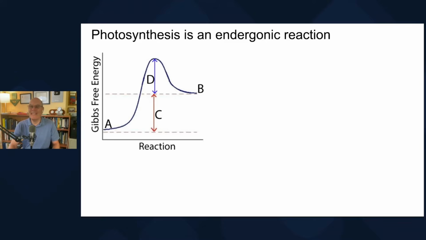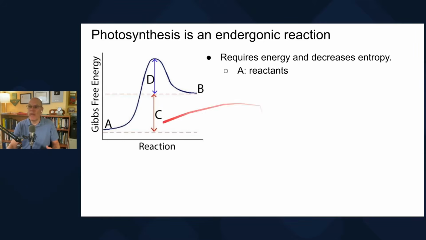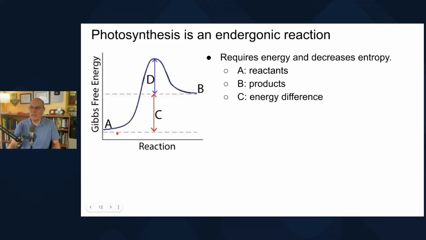Photosynthesis is what we call an endergonic reaction. An endergonic reaction requires energy and it reduces entropy. So in this graph of the reaction, A represents the reactants, B are the products. And you can see that the energy level of the products is higher than that of the reactants. C is that energy difference, and D is the activation energy required to make that reaction happen.